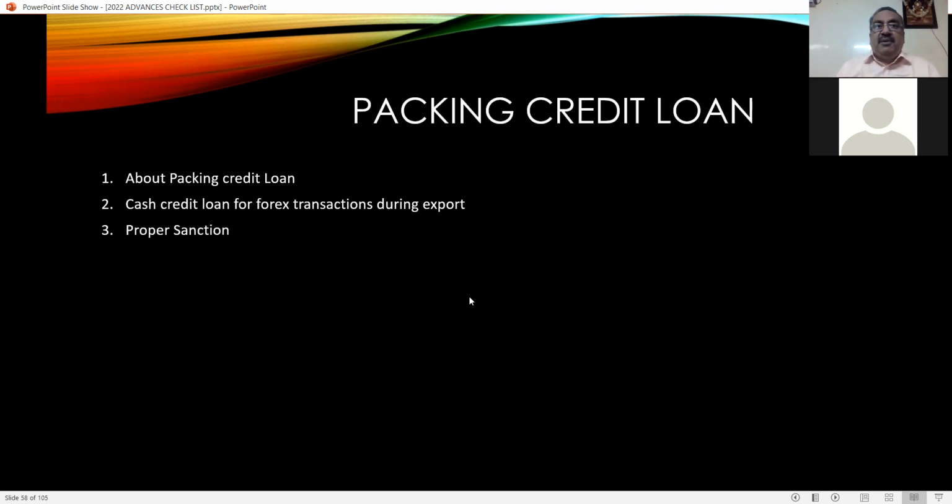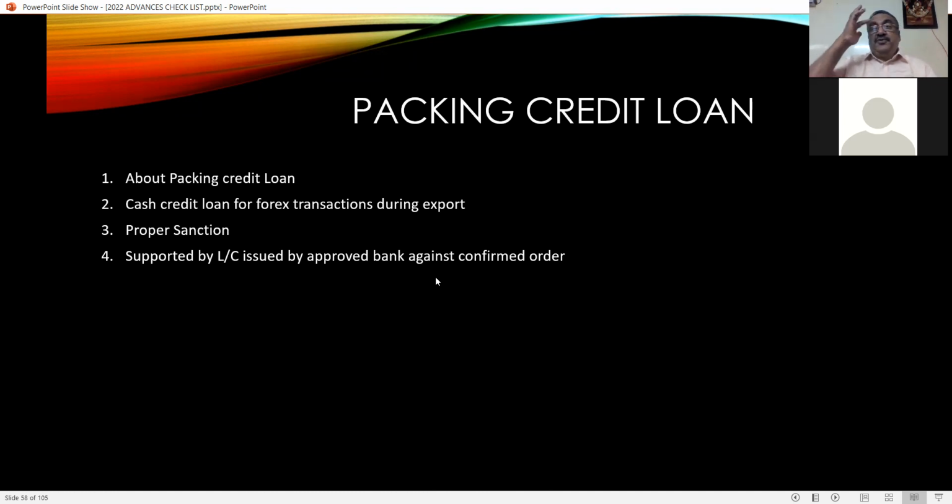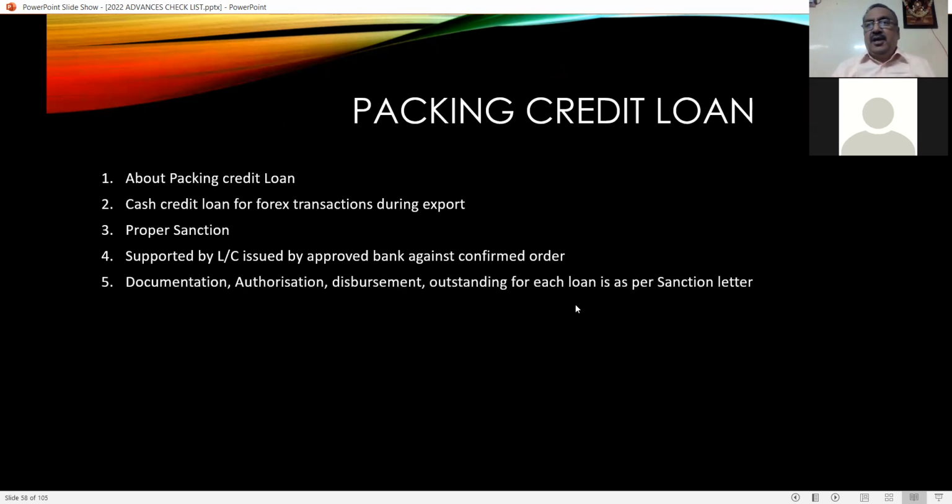So the cash credit loan which has been utilized for the purpose of export is called packing credit loan. And for that, there should be a proper sanction. This has to be supported by LC issued by an approved bank against a confirmed order. Approved bank means it should be in the list of the RBI. Only against an LC issued by the approved bank are packing credit loans considered by the bankers. And all the documentation, authorization, disbursement, and outstanding of each loan is as per the sanction letter.